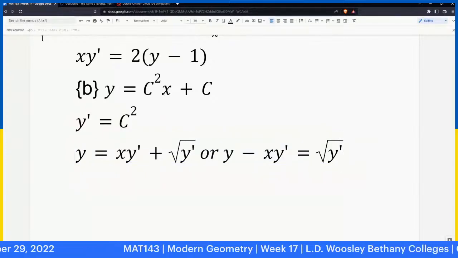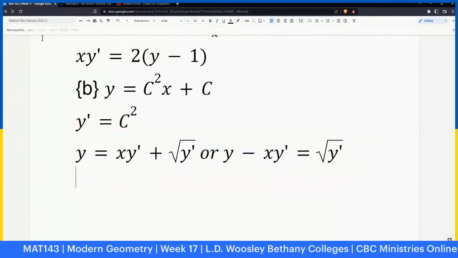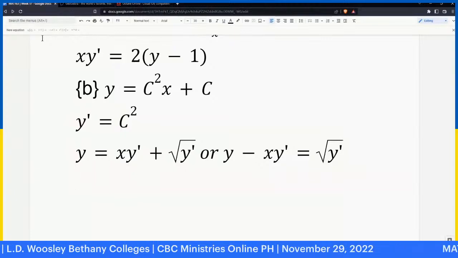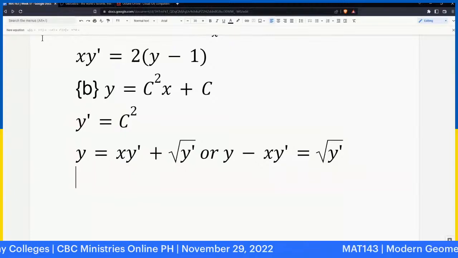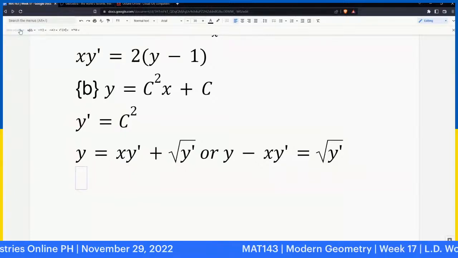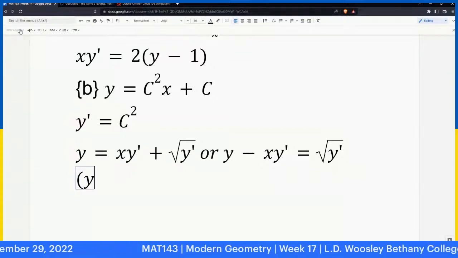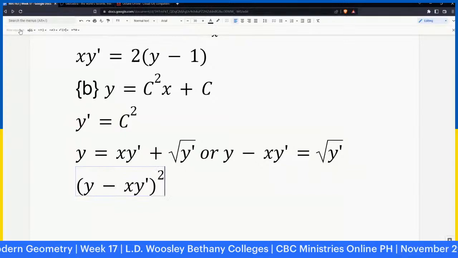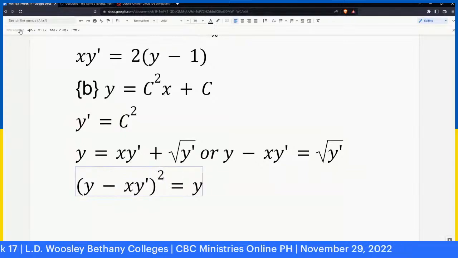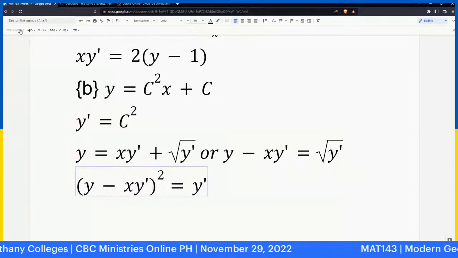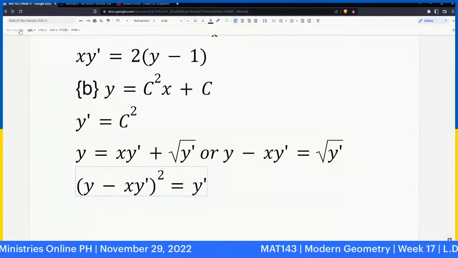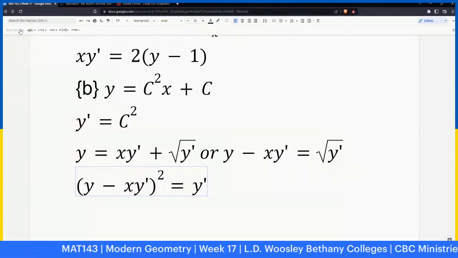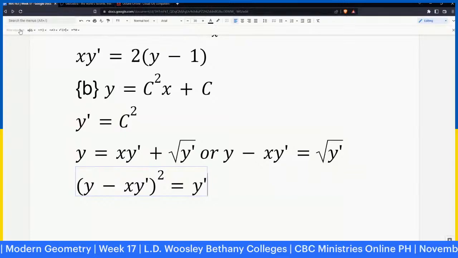Okay? From there, we could square both sides of the equation. What's the square of the first, you don't need to expand. The left side would become y is equal to xy prime squared, and then that becomes y prime. Okay, so tanggal na yung radical. And that is also the answer already. So our purpose is to get rid of the constants.